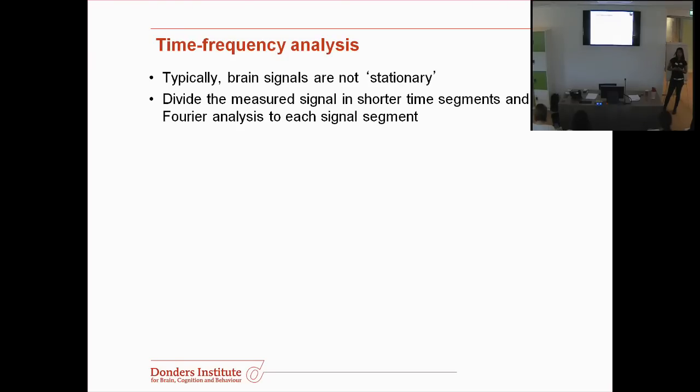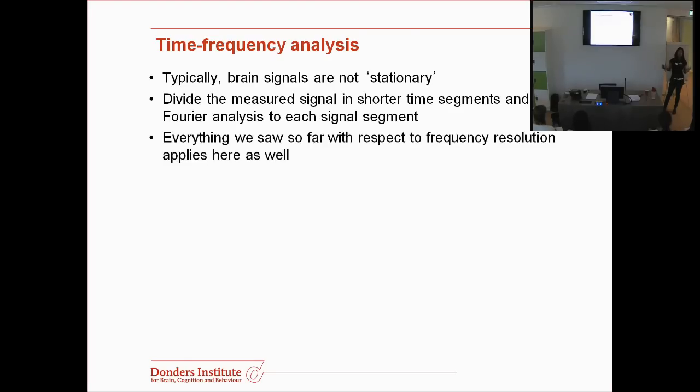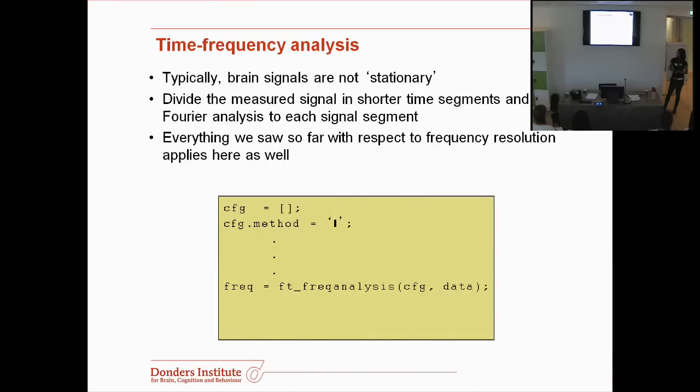To do this, you take your signal and chop it up into individual bits, and for each individual window that you've chopped it up into, you apply a spectral analysis. This means that everything we've talked about in the first half of this lecture still applies: tapering, spectral leakage, what frequency resolution you can use. If you want to do a time frequency analysis, you now have to change the method being specified to FT-FREQ analysis. So instead of MTM-FFT, you now need to specify MTM-convol.